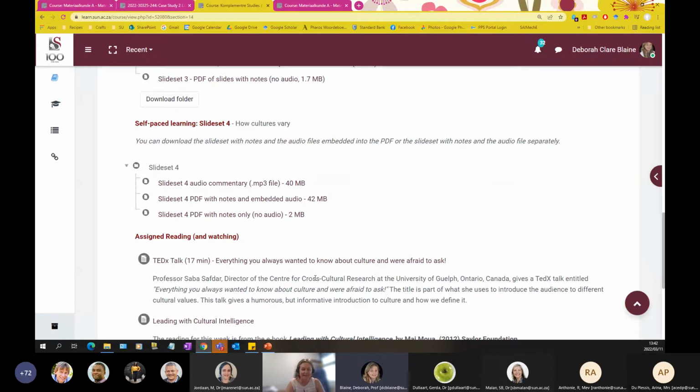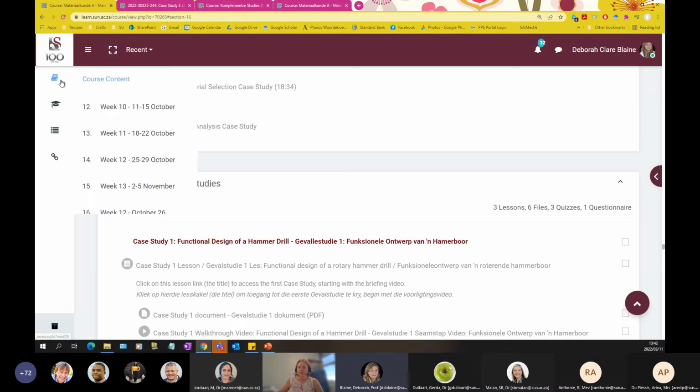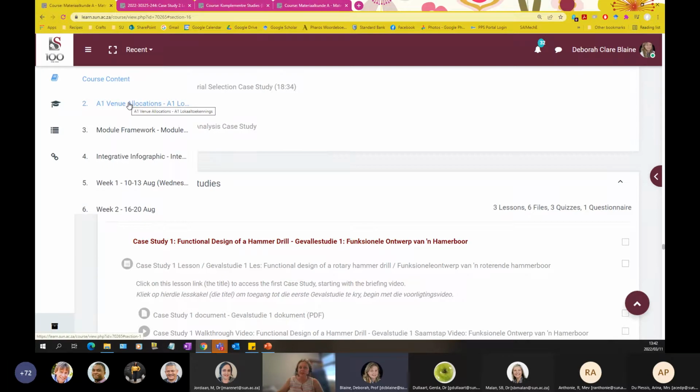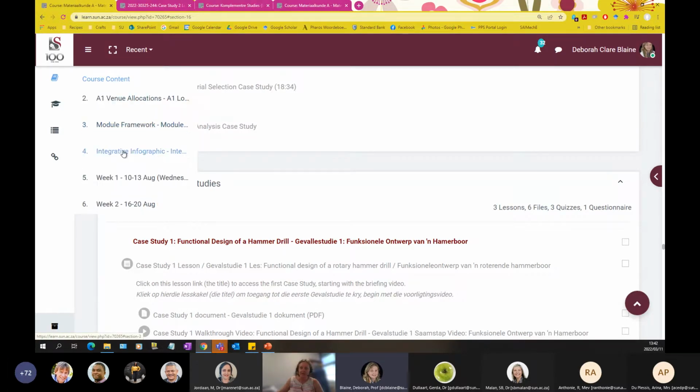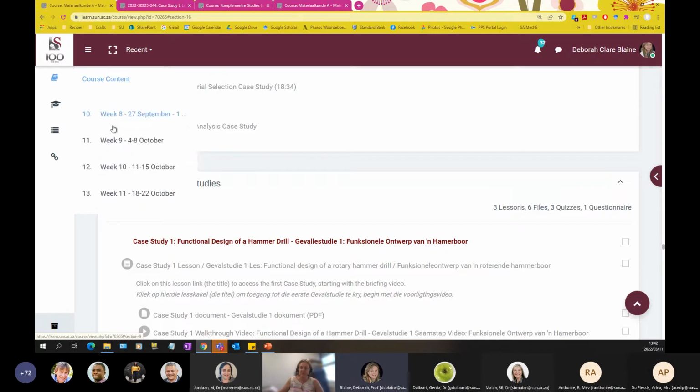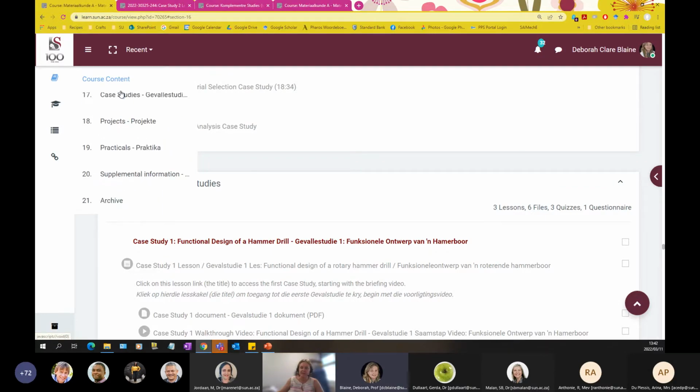I don't know if that is enough. The infographic doesn't link to Sunlearn. It's a separate PDF document. And if you look over here, on material science, it still is: here's the course info, the module framework, here's the infographic, then what's happening each week, the activities, the case studies, the projects, practicals, and then any kind of supplemental information. So this was extra learning resources and so on.